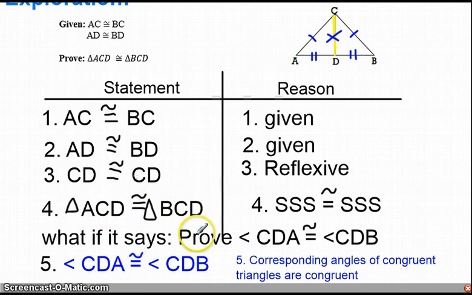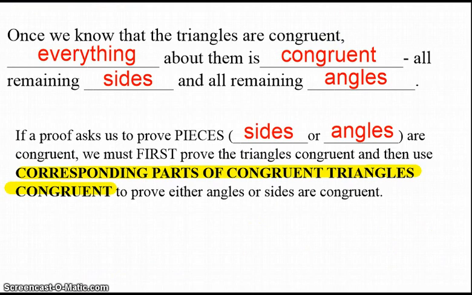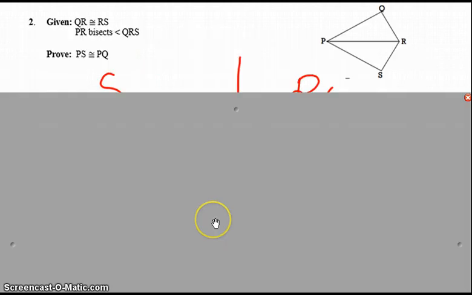After you prove your triangles, then you could make your statement that this angle is congruent to that angle because the corresponding angles of congruent triangles are congruent. Once we know that triangles are congruent, everything about them is congruent. All remaining sides or segments and all remaining angles. If a proof asks us to prove pieces, which is a side or an angle, are congruent, we must first prove that triangles are congruent and then use the following. Corresponding parts, so corresponding either sides or angles of congruent triangles, are congruent. Let's take a look at one more.